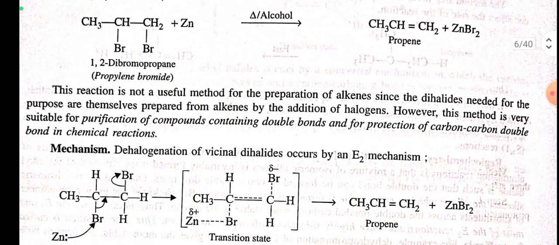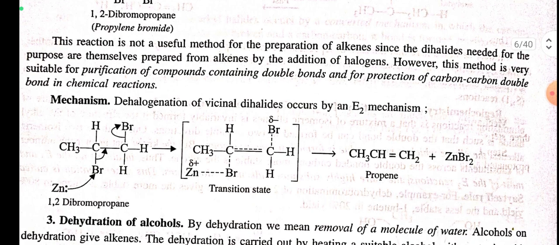This reaction is not a useful method for preparation of alkenes since the dihalides needed for the purpose are themselves prepared from alkenes by the addition of halogen. However, this method is very suitable for purification of compounds containing a double bond and for the protection of the carbon-carbon double bond in a chemical reaction.